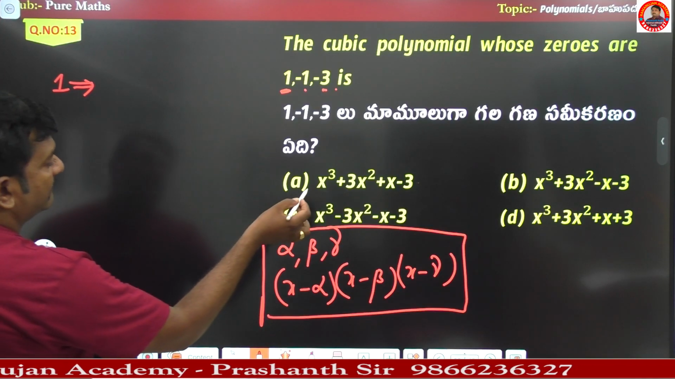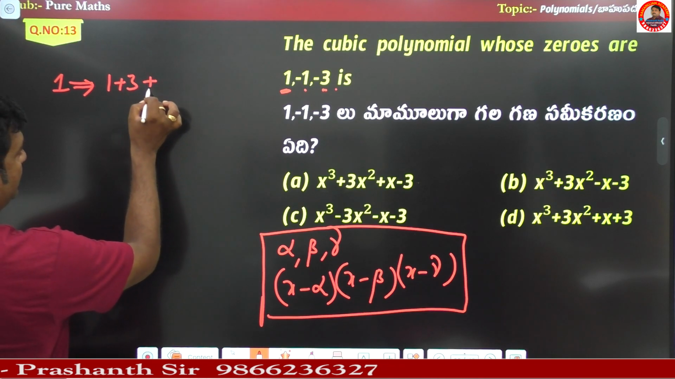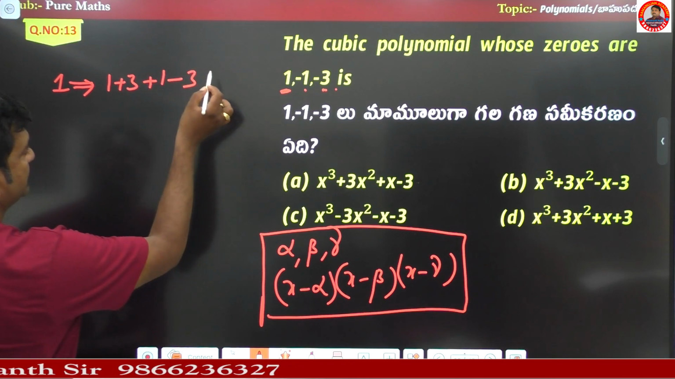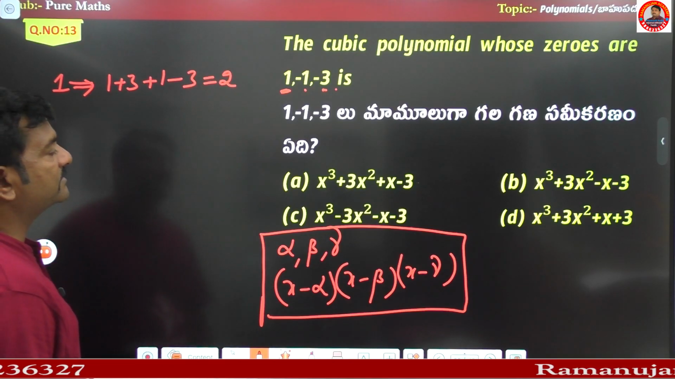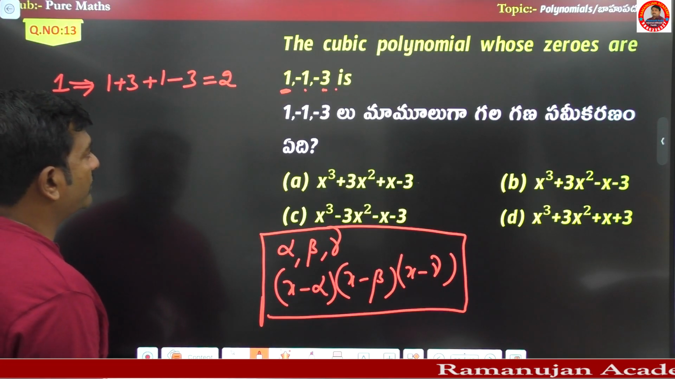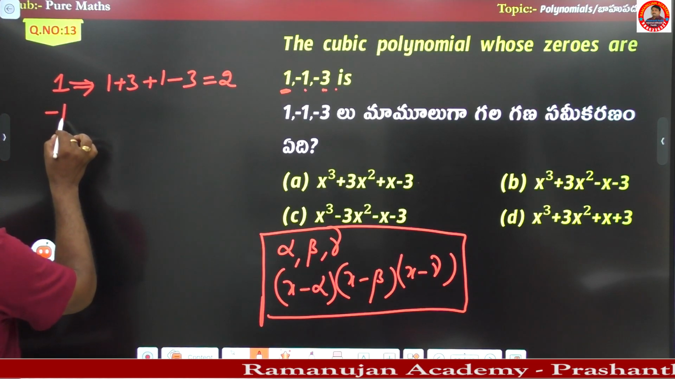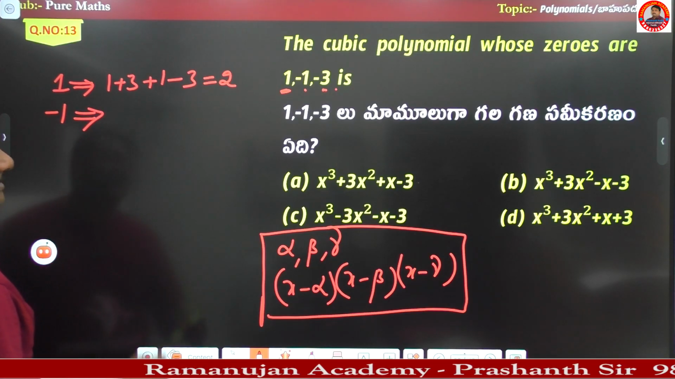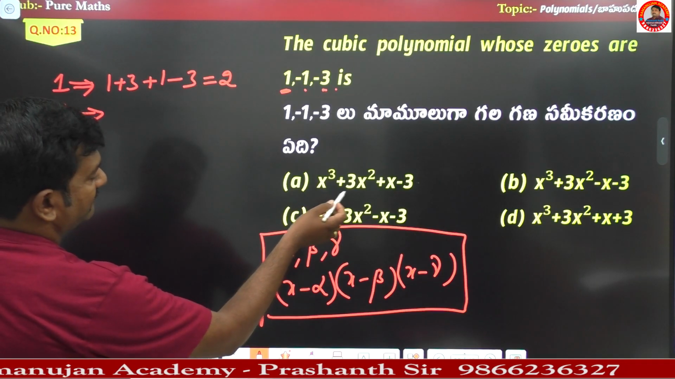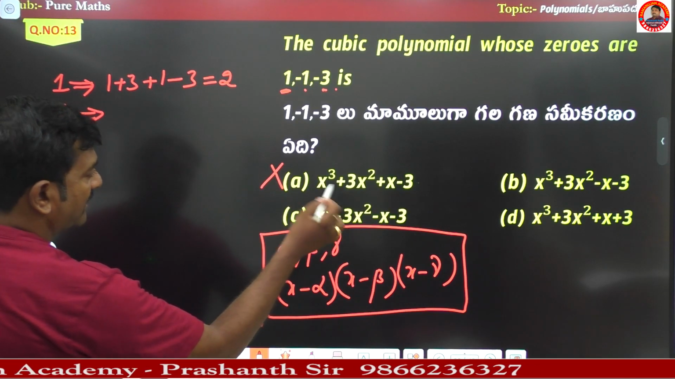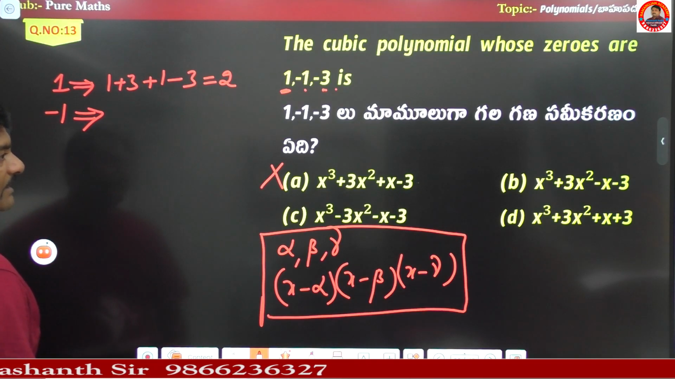Now first option, 1 cube means we take 1. Here we can take 3, here we can take 1, here we can take minus 3. Plus 3 minus 3 cancel, 1 plus 1, simply what are you getting? 2. I hope you understood, we are getting 2. You need not check further in this case. Why? Are we getting remainder 0? No. That's why this is not the required polynomial.